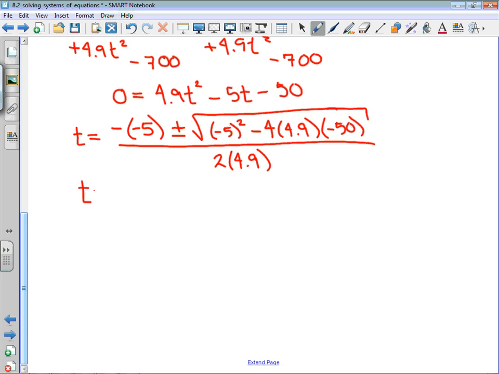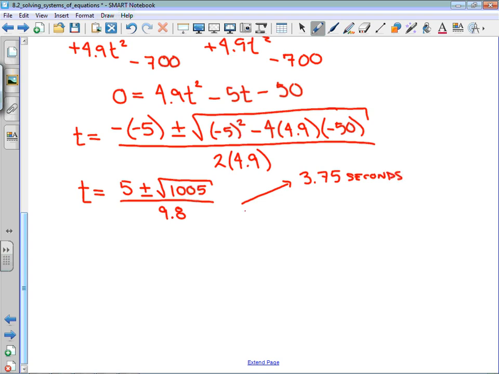When we do a little bit of cleanup here, we get that t is equal to 5 plus or minus the square root of the discriminant, which ends up being 1005, all divided by 9.8. Now what this does is it branches into two solutions. When we add the square root of 1005, we end up with 3.75 seconds, rounded to the nearest hundredth. And when I subtract the square root of 1005, what I end up with is negative 2.72 seconds. And that's immediately a bit of trouble. As impressive as it is, you can't really fall back in time. So this is not a solution. It's a big reason why I like writing the restrictions on the variables, because then you catch those extraneous answers that aren't actually a solution to this question.